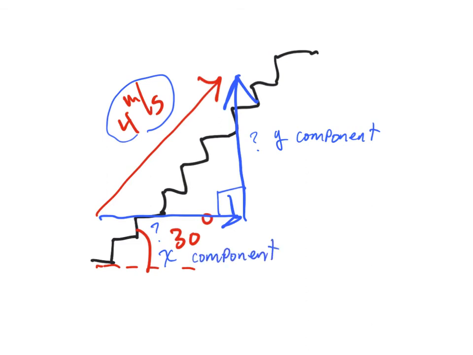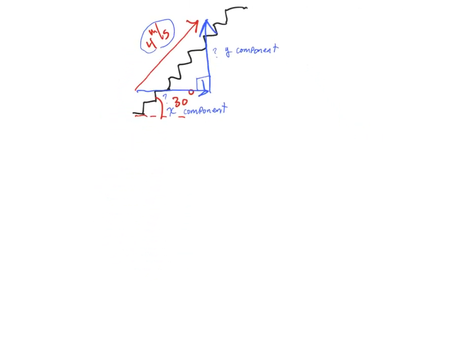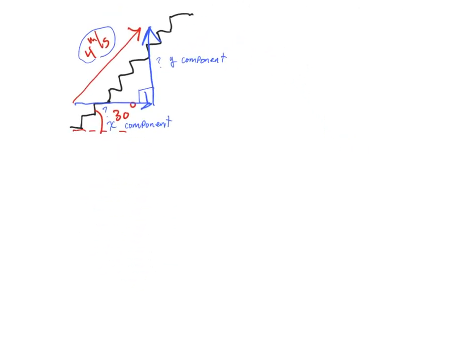since it's horizontal. So this picture's gotten a little messy. Maybe I'm going to redraw it just to make life a little easier. So I've got my 4 meters per second here, and now I want to figure out how much of that 4 meters per second is in the x direction and how much is in the y direction. And to do that, I'm going to utilize this angle here, which is 30 degrees.